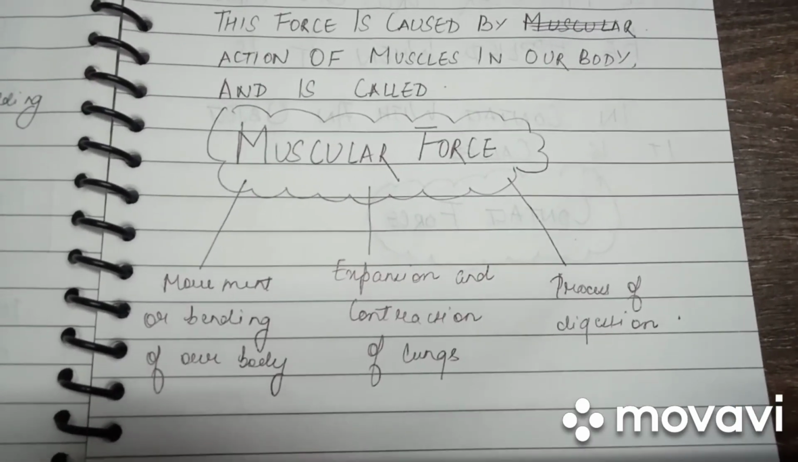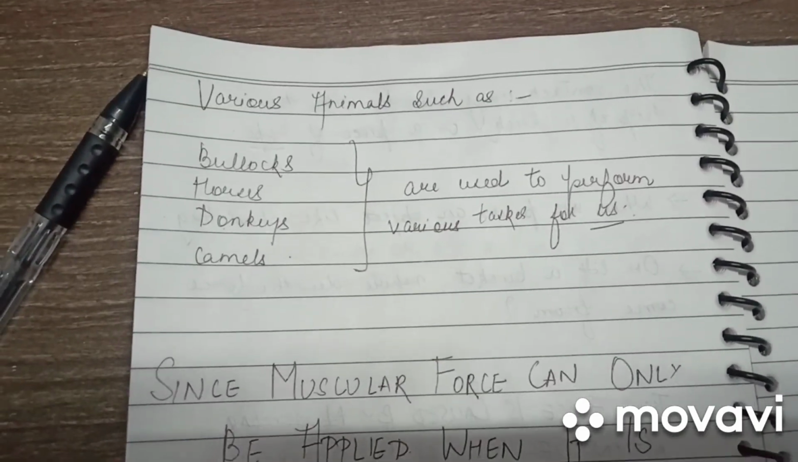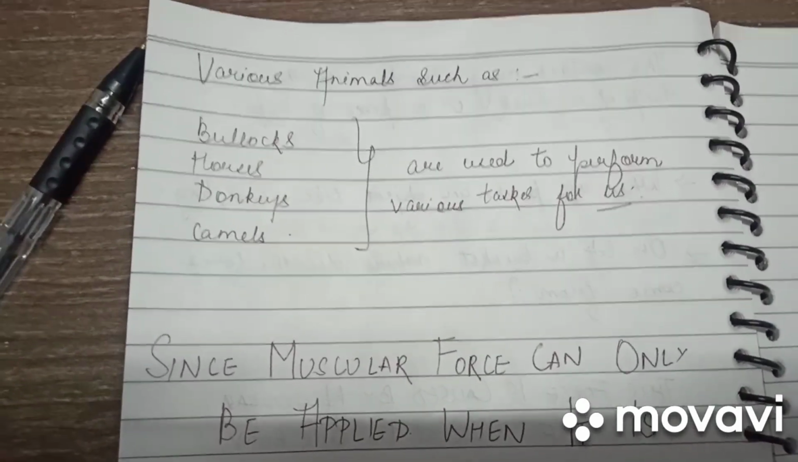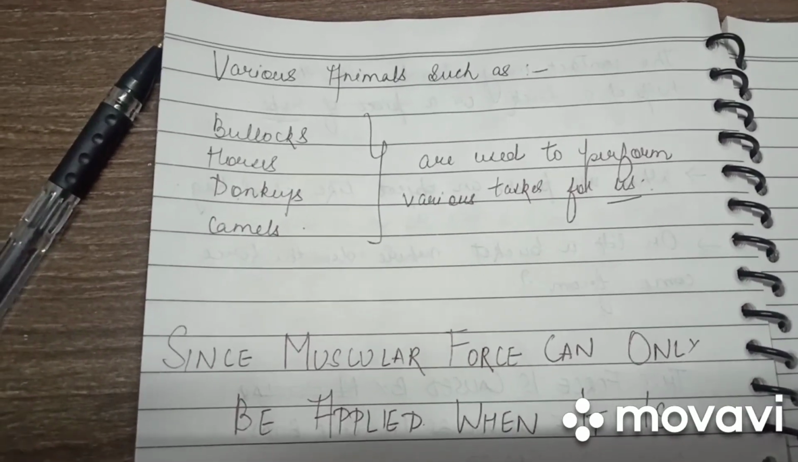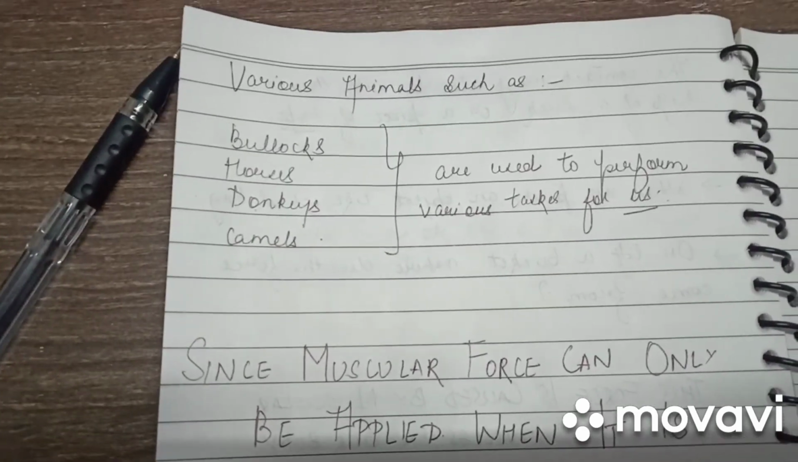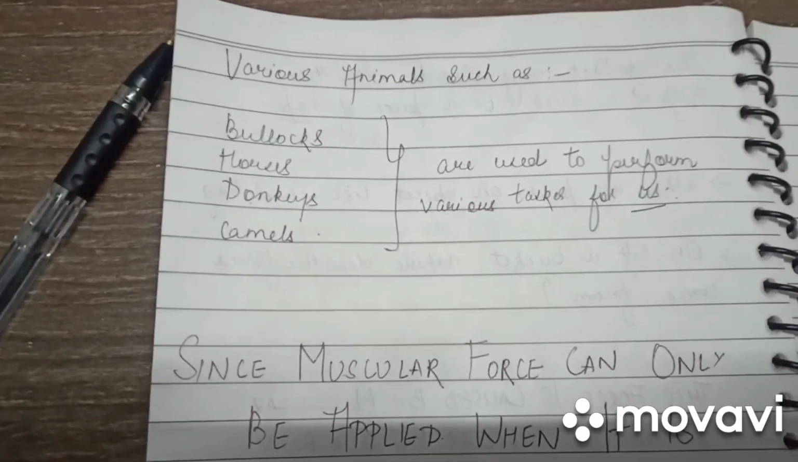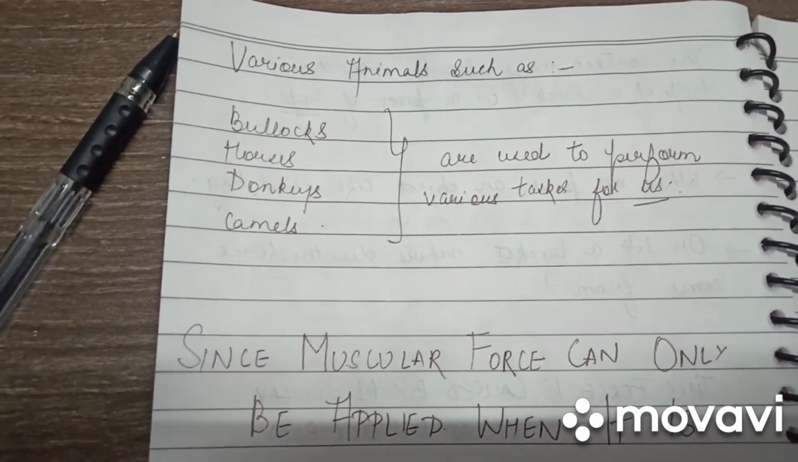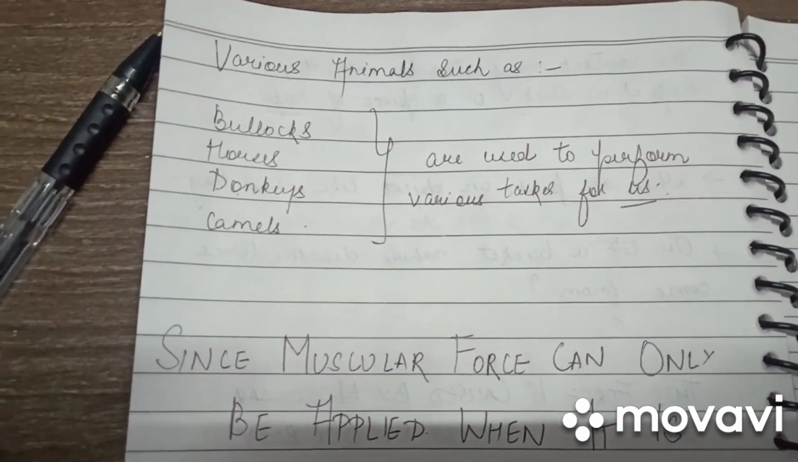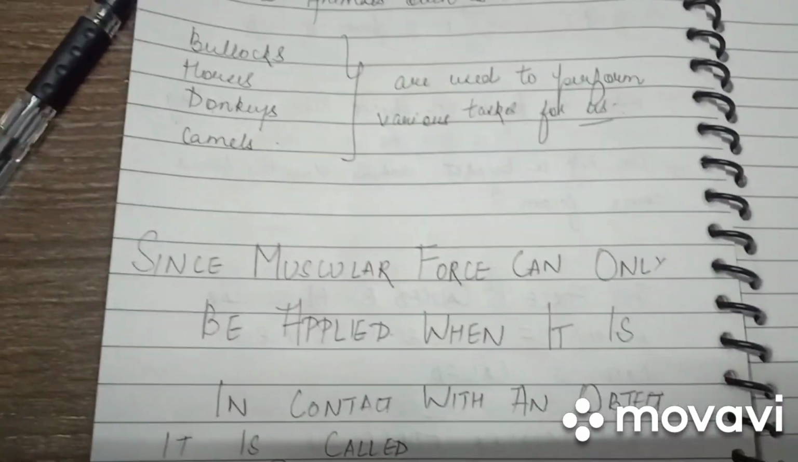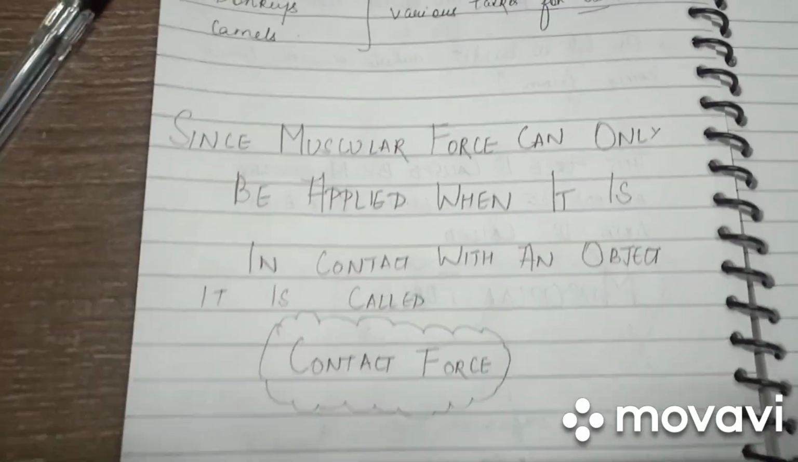Various animals such as bullocks, horses, donkeys, camels are used to perform various tasks for us. How are these animals able to perform any of these tasks? Well, they apply muscular forces to all the tasks provided to them. Considering the case of donkeys, where it has to carry such a load on its back, how is it able to do so? All is because of the muscular force. Since muscular force can only be applied when it is in contact with an object, it is called contact force.